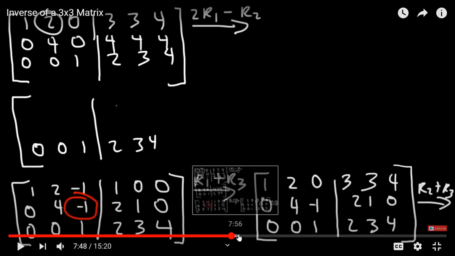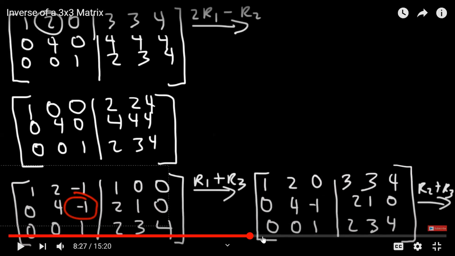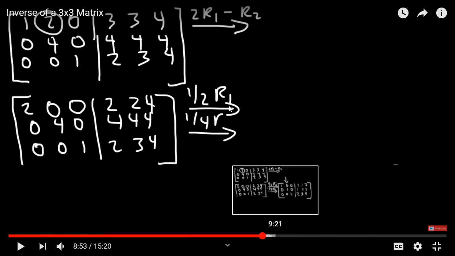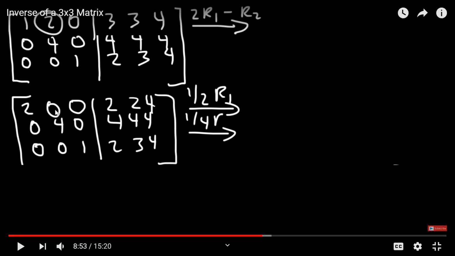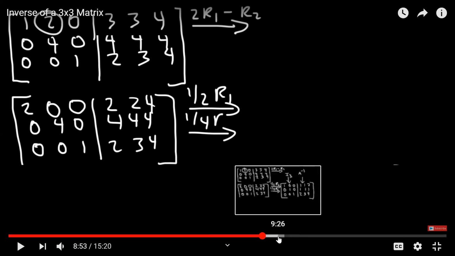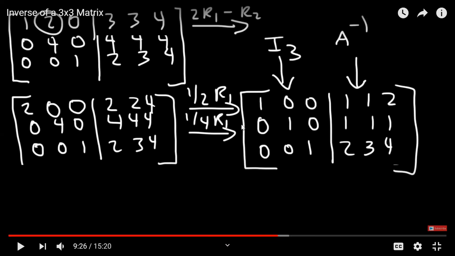2R1 minus R2. And now, as you can see, we are almost there. To make this 200 into 100, we divide R1 by 2, and we divide the second one, R2, by 4. So you can see now we reach a situation where the left hand side becomes 1 0 0, 0 1 0, 0 0 1. So this is indeed an I sub 3, an identity matrix of order 3 by 3.